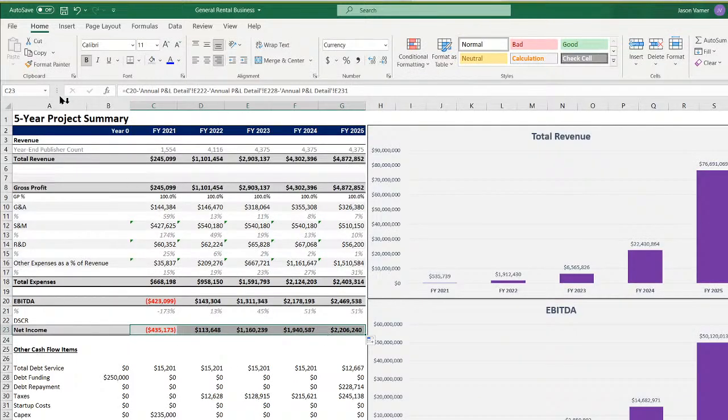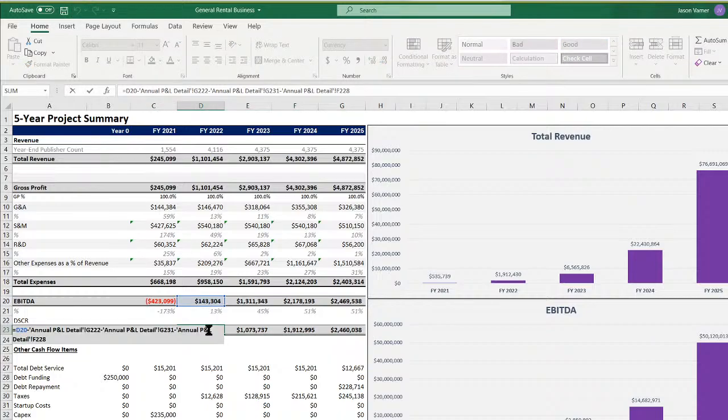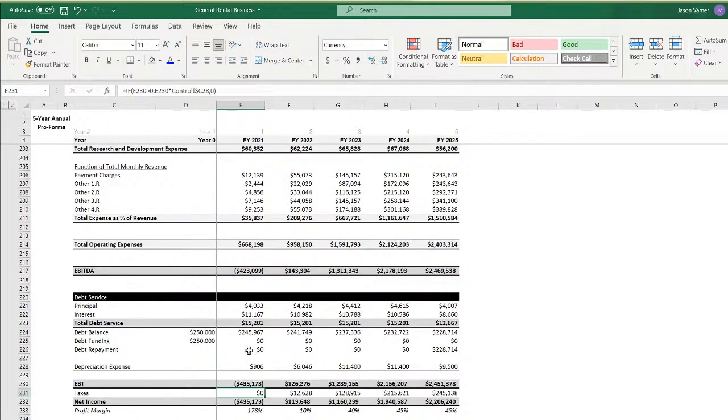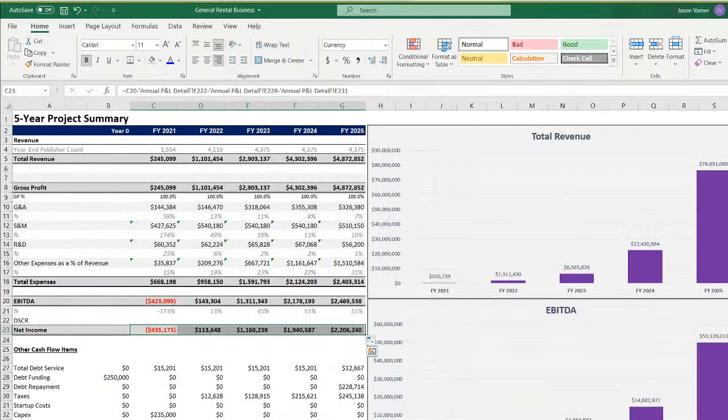Oh, somehow I must. So what was I referencing? 222, 231, 228. It's the same. Oh, I was off by a letter, looks like. Okay, so now net income 4985. 4985, perfect. We have all of this.